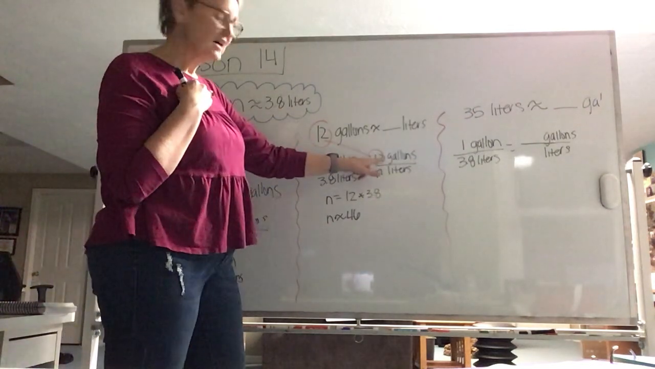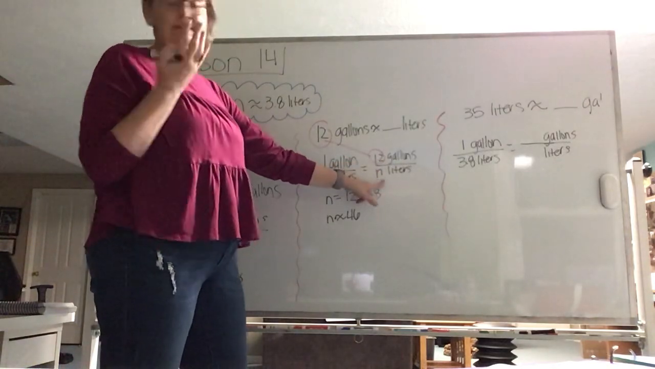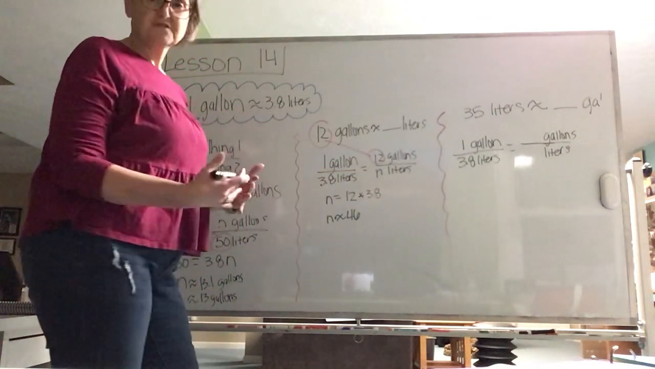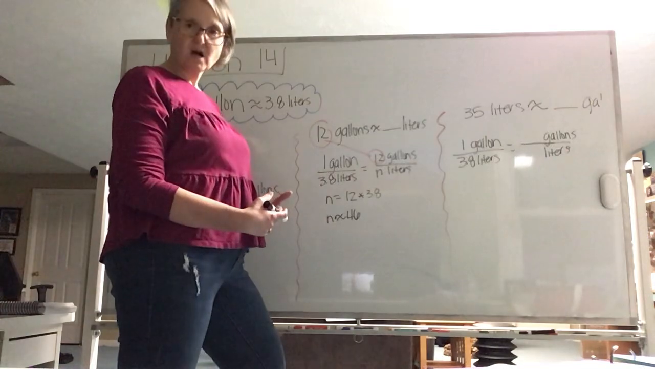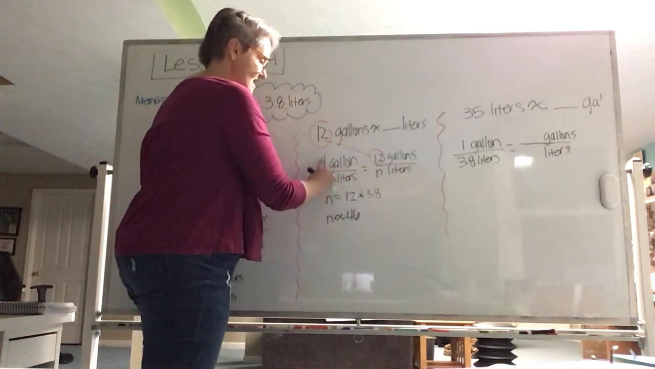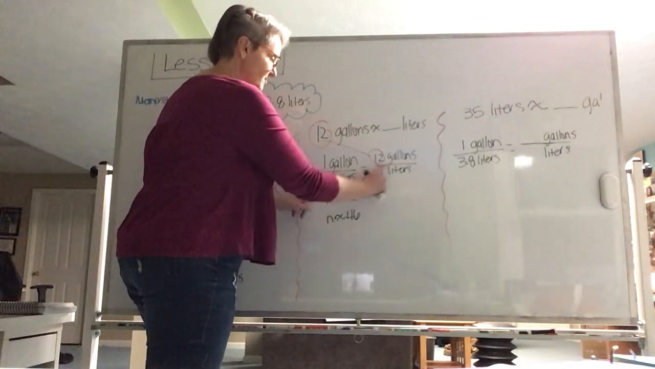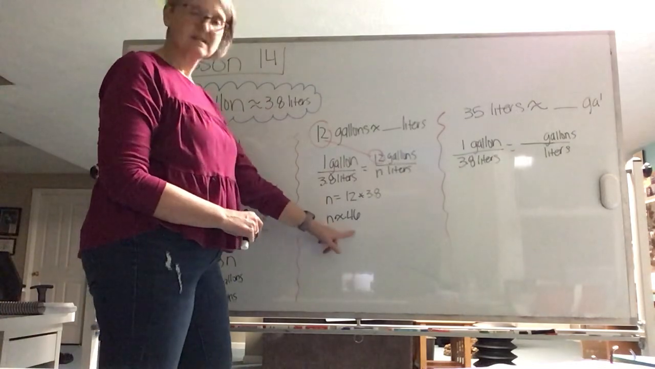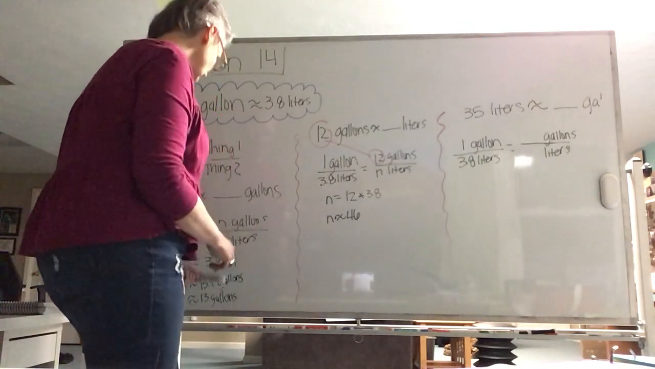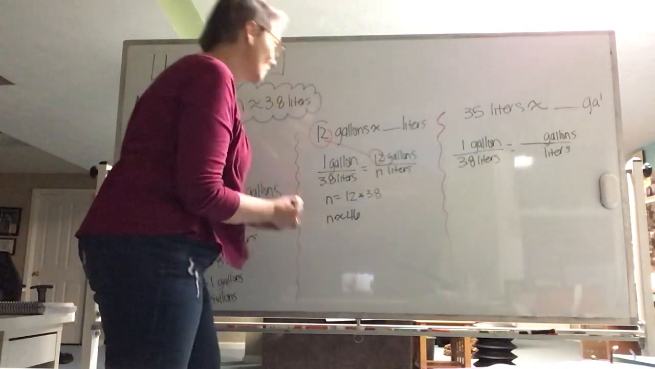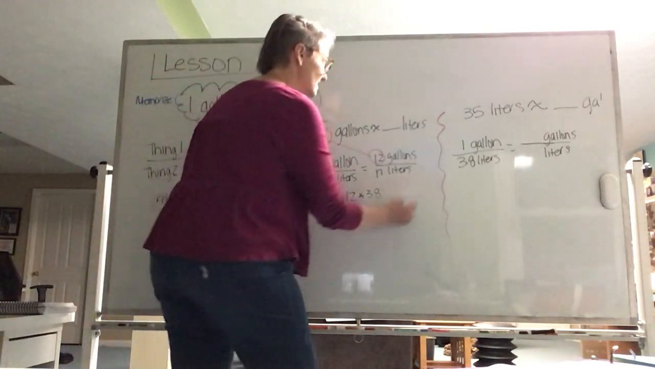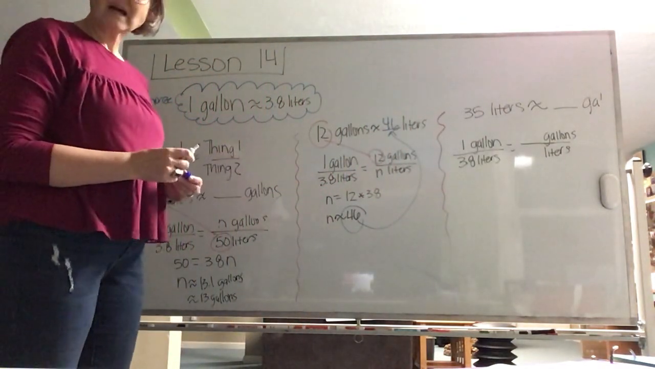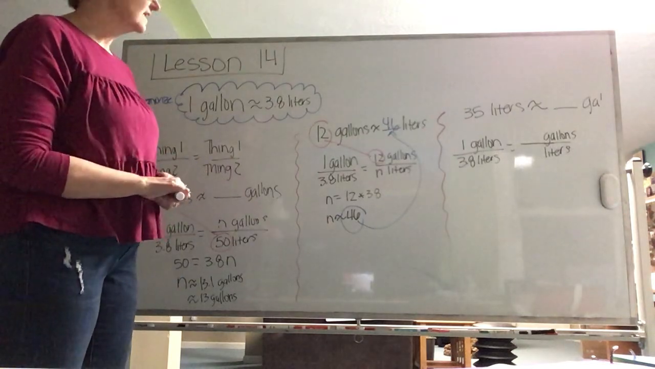I'm going to take the 12 gallons from my problem, and I don't know how many liters, so I'm going to call it N. When 2 fractions are equal, I will cross multiply. So N equals 3.8 times 12. I just do the math, and I know that N is approximately 46. So this number, 46, is my answer, and it comes back up here. So 12 gallons is approximately 46 liters.